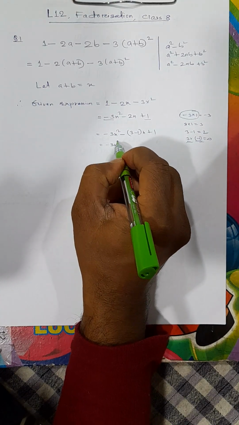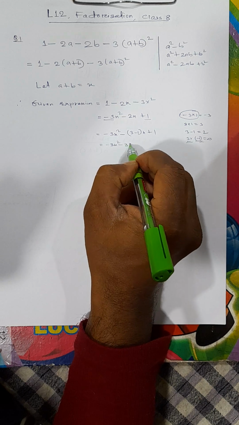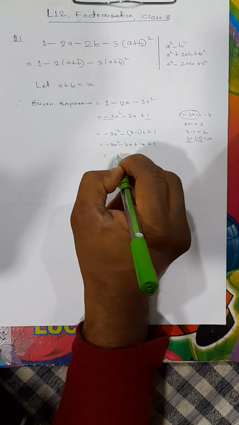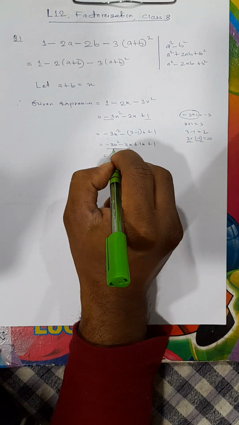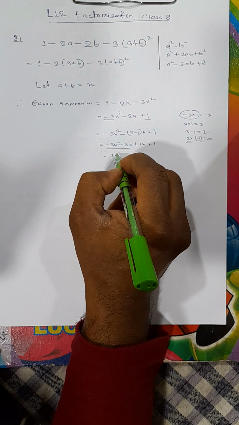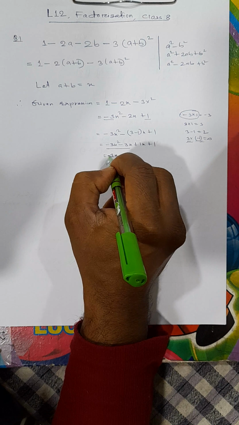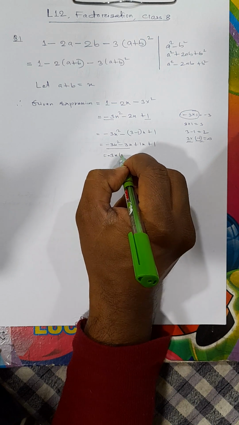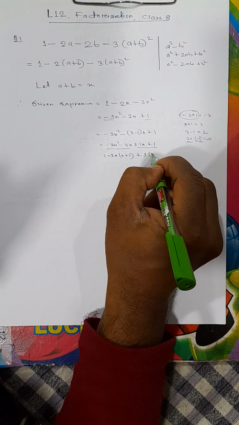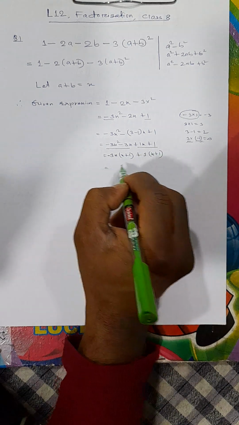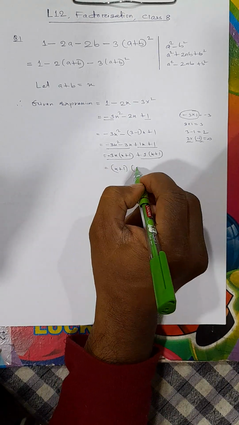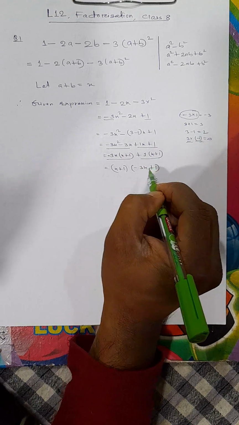Then you write it as 3x square minus 3x minus 1x plus 1. Let us take the common factor here. What is the common factor of these two terms? 3x is common, right? Or you can write minus 3x is common. That means x plus 1. And here 1 is common. That means x plus 1. So what is the common factor here? x plus 1 is the common factor. That means minus 3x plus 1.